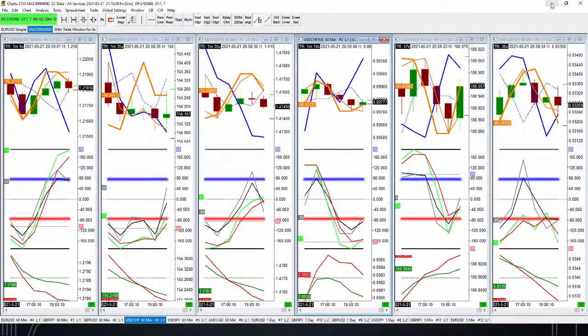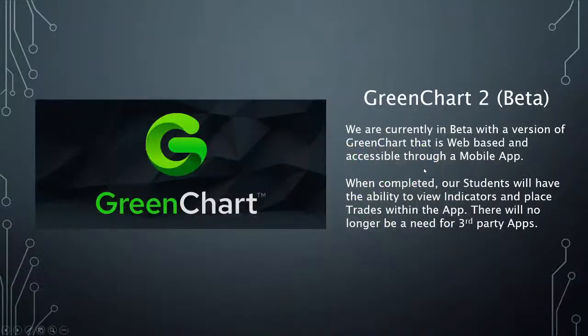Now, we are in beta to put those indicators on a web-based version. So it would be accessible through a mobile app. So you wouldn't have to remote into your computer. You wouldn't have to do any of that. You could just open up the mobile app. You'll see your indicators there.